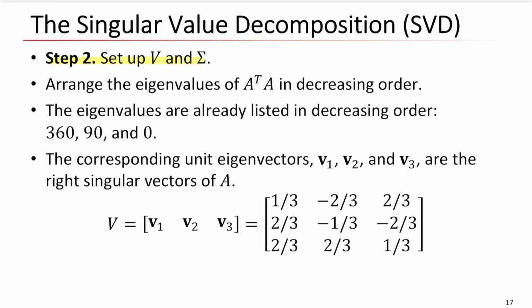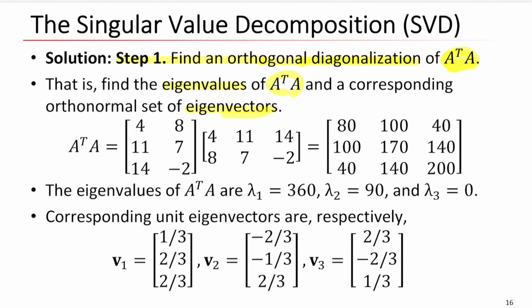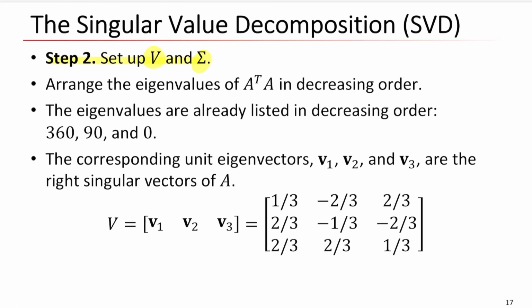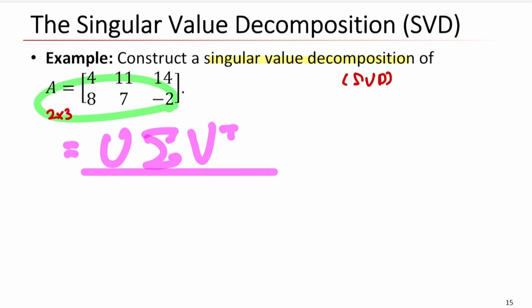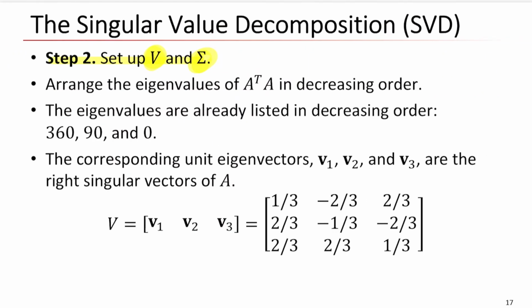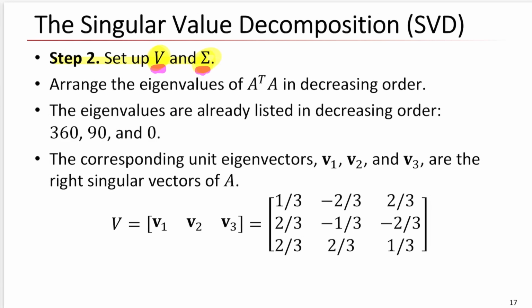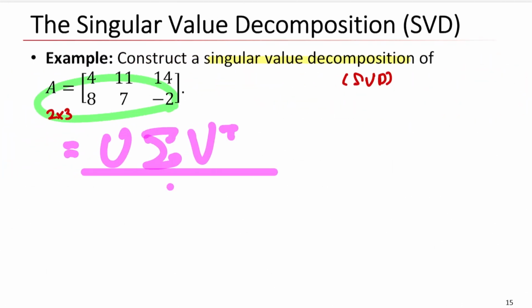In the second step, we have to set V and sigma. In this case, we find the eigenvectors and eigenvalues, then we can easily build the matrix V and matrix sigma. So in here, U sigma V transpose, we have to find these three matrices, but from step 1 and step 2, we can build V and sigma, right? And what else?